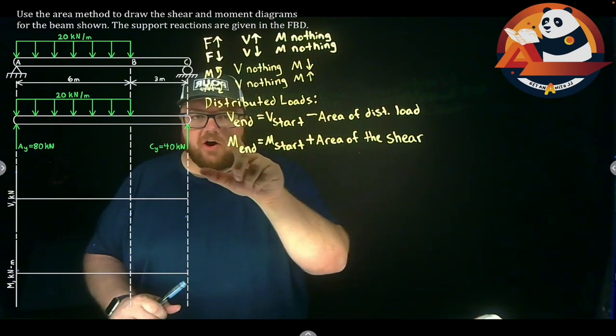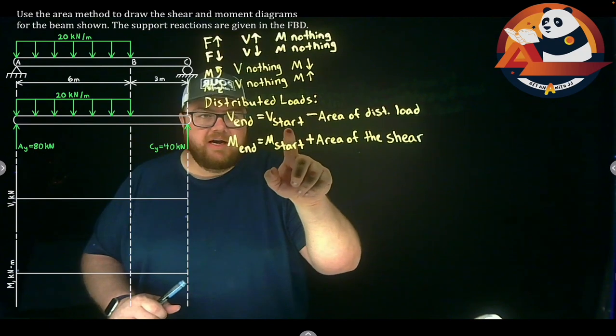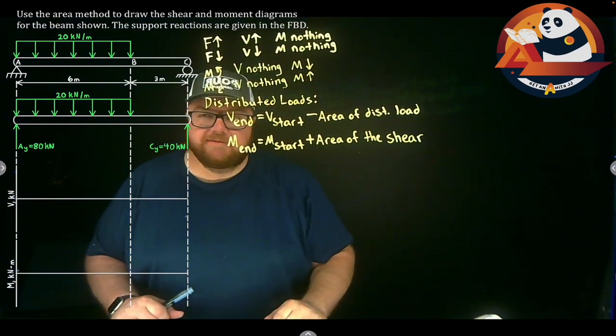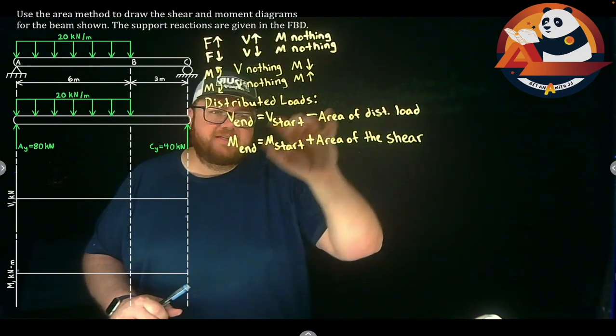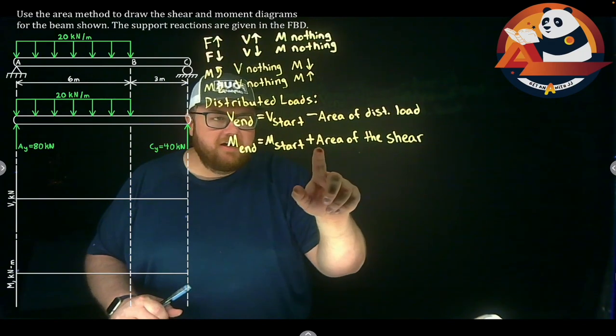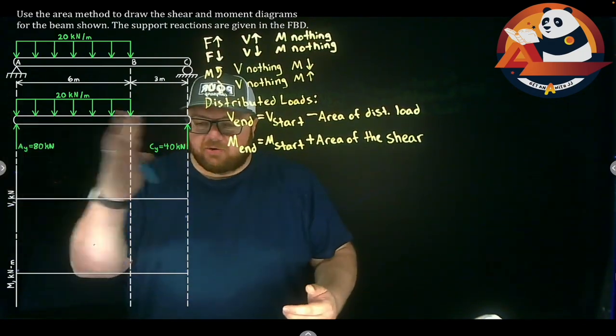For our distributed loads, if I'm looking for my shear at the end of a distributed load, it's just the shear at the beginning minus whatever the area of that distributed load was. And then in our moments, it's going to tie in with this, but our moment at the end of an interval will be our moment at the start, plus whatever the area of the shear is. So we'll break everything up into areas and just work left to right.